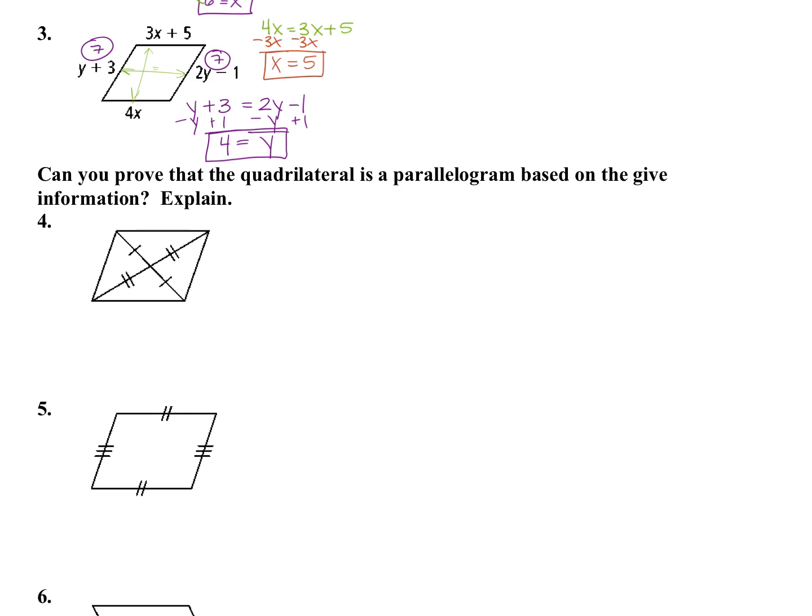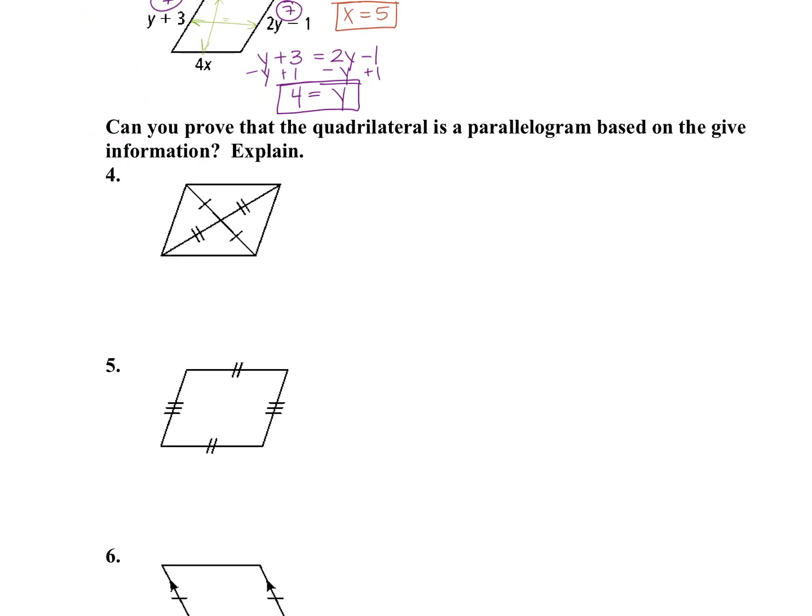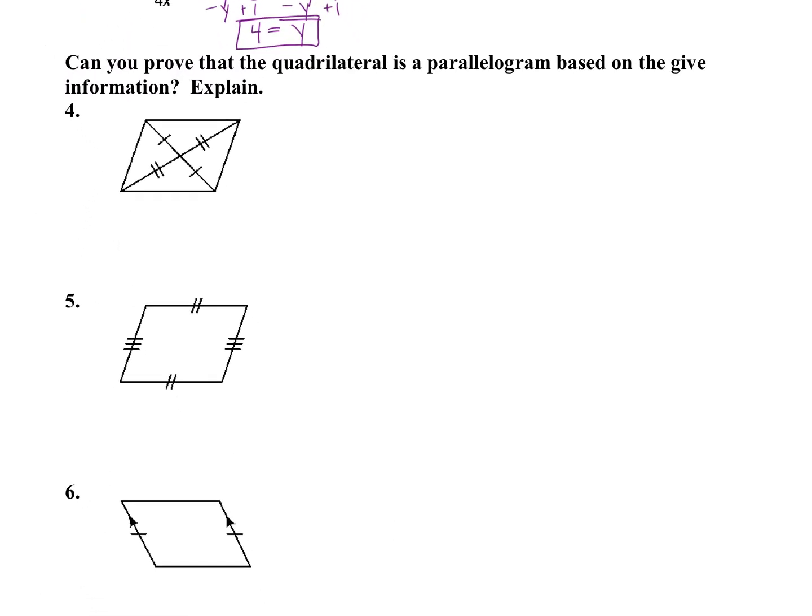Okay, these next 3 here says, can you prove this is a parallelogram based on the given information? Yes. Remember we learned several theorems that said, I know this is a parallelogram because of this. What's a parallelogram? It's a quadrilateral, so 4-sided figure, where opposite sides are parallel. Okay, so can we prove that opposite sides are parallel here?